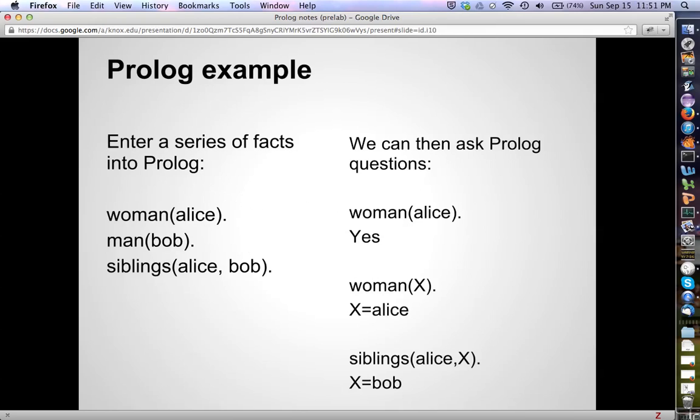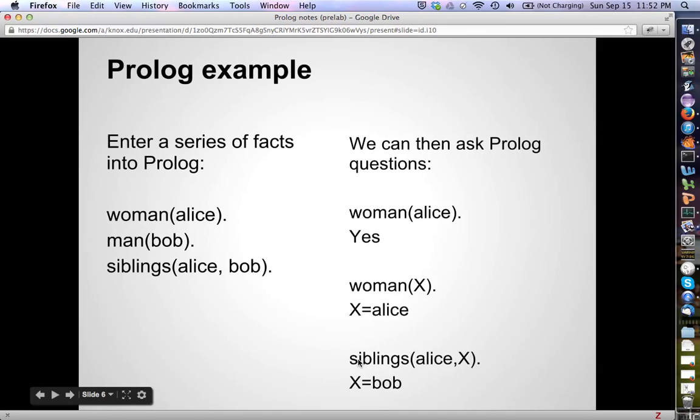So here's an example. You would type into your interpreter, for example, woman(alice), man(bob), and siblings(alice, bob). This means that Alice is a woman, Bob is a man, and they're siblings. We could then ask Prolog questions. So if we ask if Alice is a woman, Prolog would come back and say yes. If we ask Prolog woman(X), where X is a variable, we're saying, well, what are all the women you know about? It'll come back and say X equals alice.